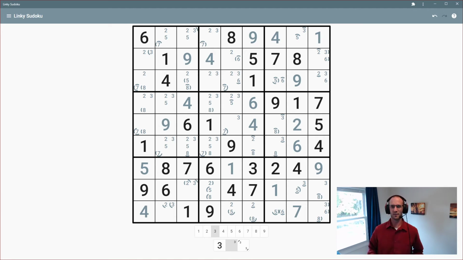This is where I have the most fun playing Sudoku personally. I enjoy tracing around the chains and looking for these things. The link marks speed up that process considerably.